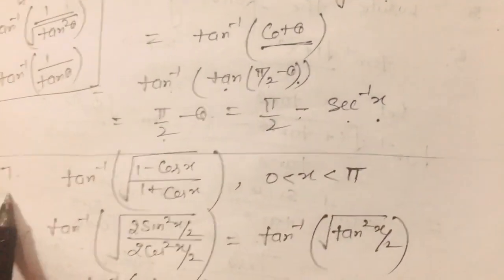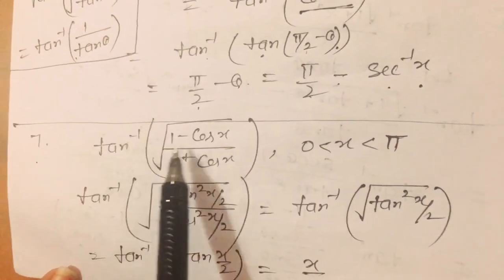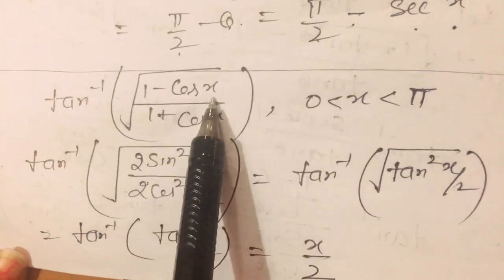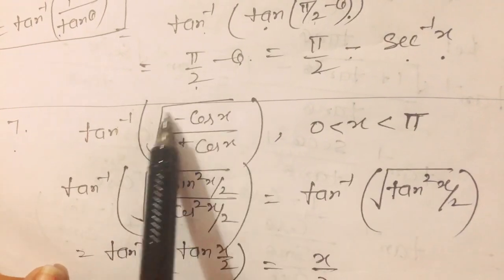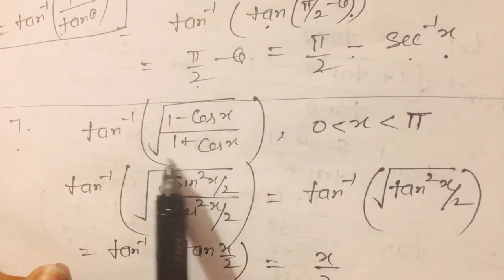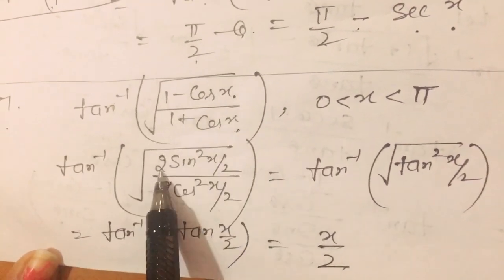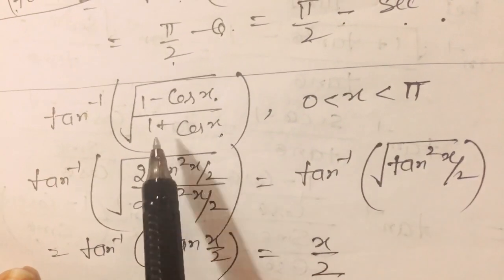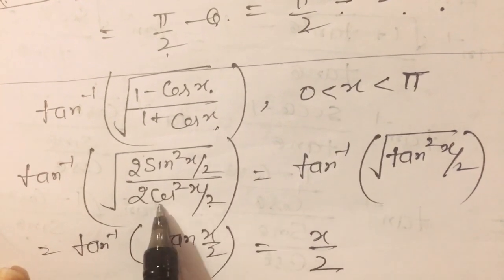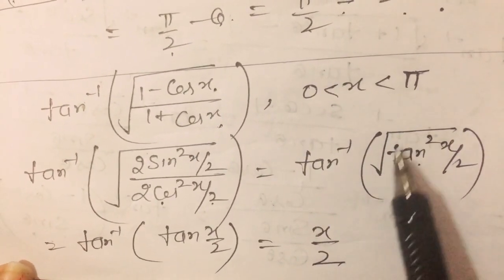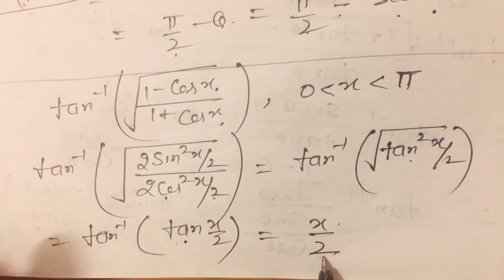Now come to the seventh question. Also we have to write in simplest form, which means we have to solve this. It is tangent inverse of the square root of 1 minus cos x upon 1 plus cos x, and we know that 1 minus cos 2x is 2 sine square x, and 1 plus cos 2x is 2 cos square x. So for 1 minus cos x we write 2 sine square x by 2, and 1 plus cos x is 2 cos square x by 2. 2 cancels with 2. Sine square upon cos square is tangent square, and the square root of tangent square is tangent. So tangent inverse cancels with tangent, and the answer is x by 2.